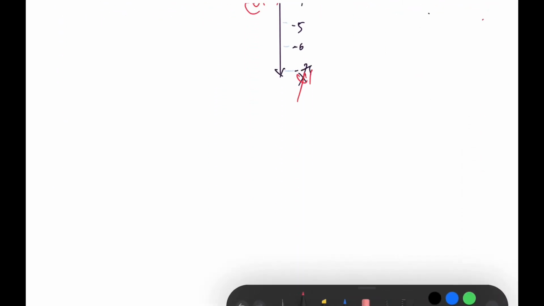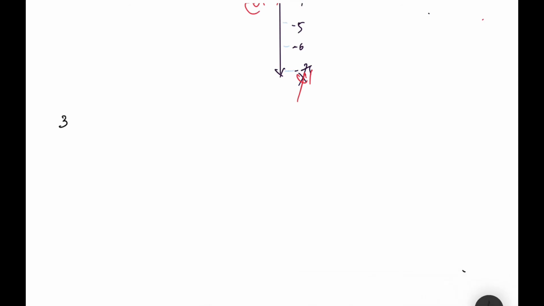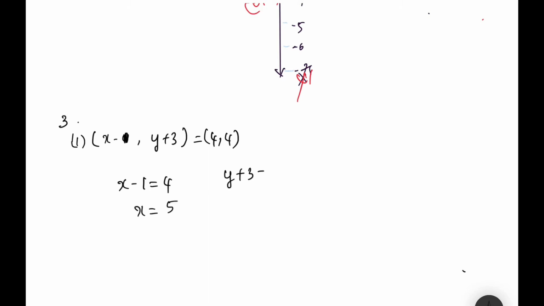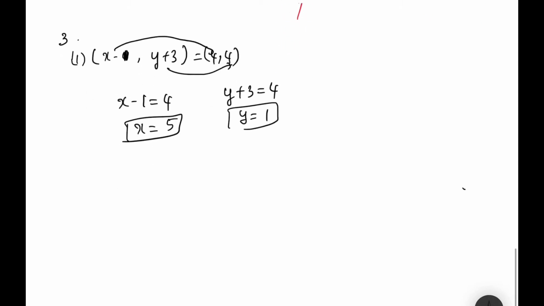Now coming to the third question. The third question you have: find the value of x and y. Question number 1 we have (x - 1, y + 3) = (4, 4). So I can separately take them like this. x - 1 is equal to 4. x is equal to 4 + 1, that is 5. Similarly, y + 3 is also equal to 4. This will be connected to this and this will be connected to this. y is equal to 4 - 3, that is 1. Okay, so you will get x is equal to 5 and y is equal to 1.